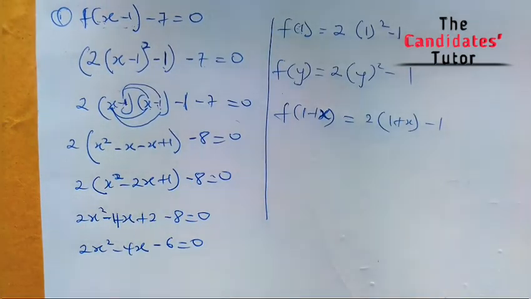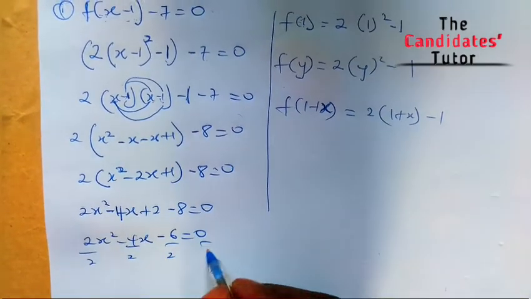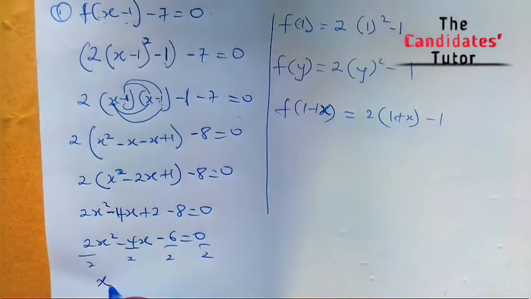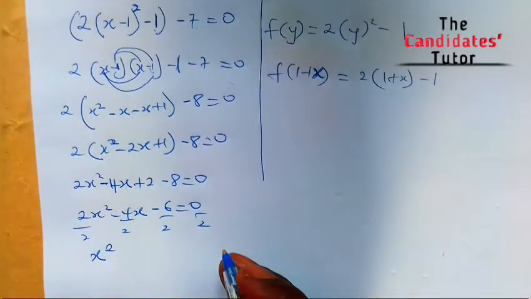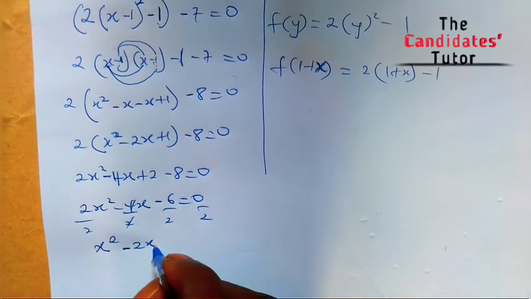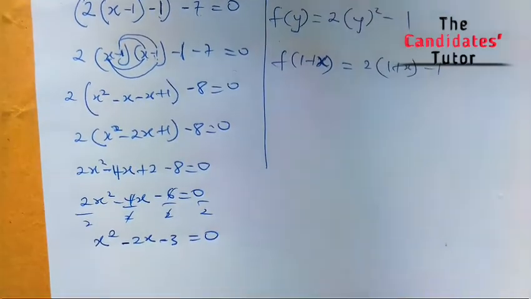Now we have a common factor there, which is 2. So we can divide through by 2 so that we simplify it first. If we divide through by 2, here by 2, here by 2, here by 2, this side will cancel. We're going to get x squared. Now this side we're going to get negative 2x. This side will cancel. We're going to get negative 3 is equal to 0.